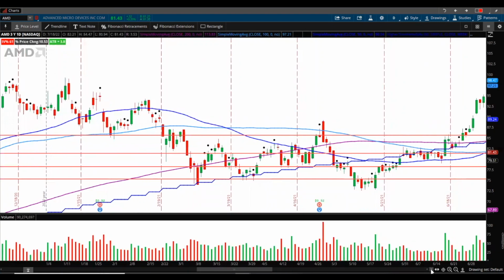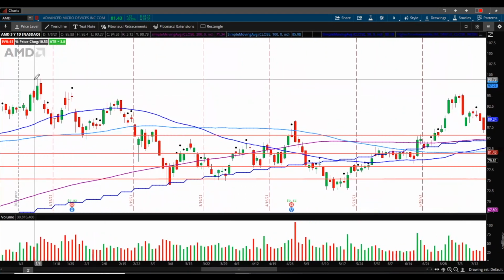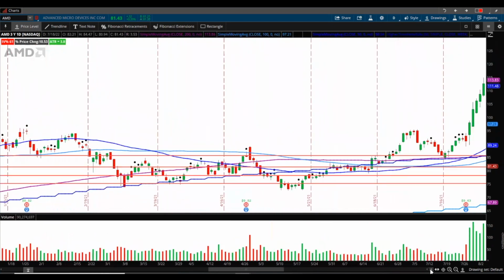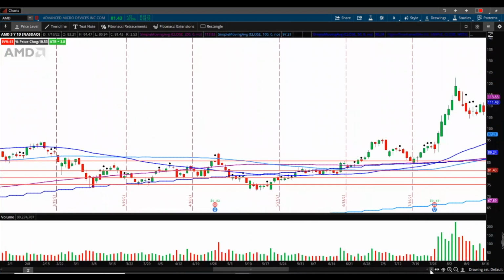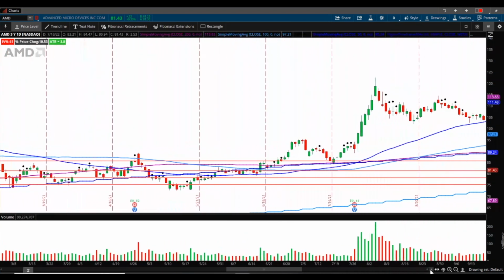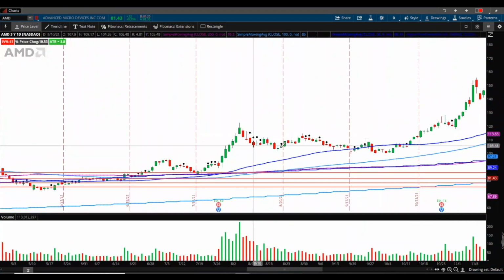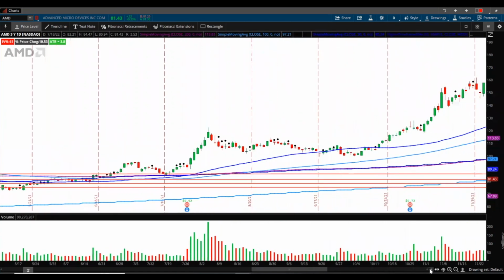AMD finally starts to make its move. Didn't break this high over here, but it did get close. It got up, kind of double topped, came back down. Then it makes the move. And look at all the increased volume. Look at all the volume that comes in here on this move. Pulls back a little bit. Fast forward. And then it just chops around through here for a while. Then it makes another bullish move up.